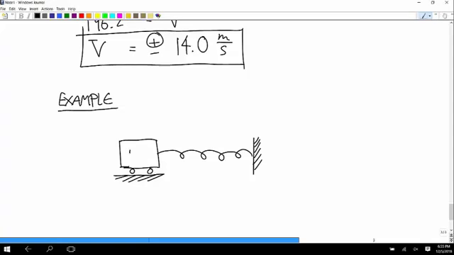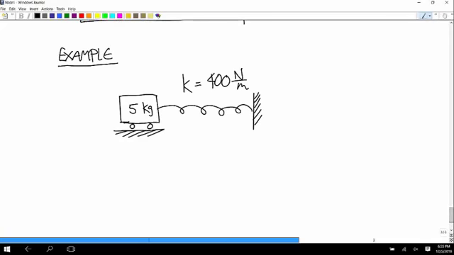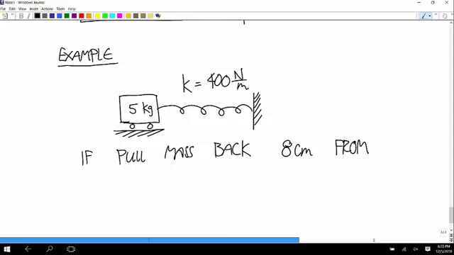So let's say that this has a mass of 5 kilograms. And let's say that this spring has a spring constant of 400 newtons per meter. That's the units of the spring constant. So let's say that we pull the mass back 8 centimeters from the spring's resting length.